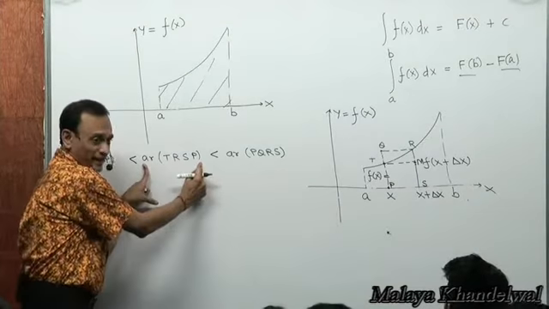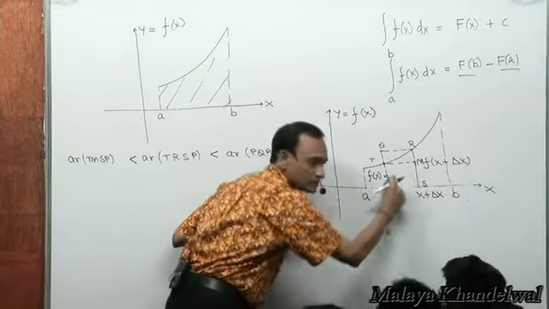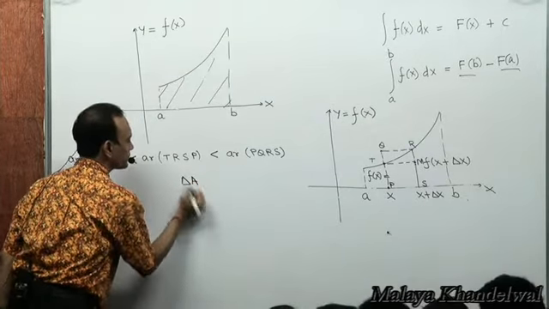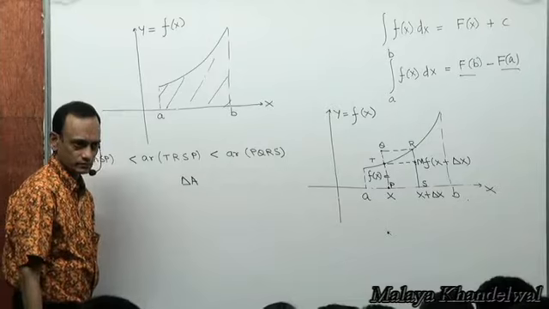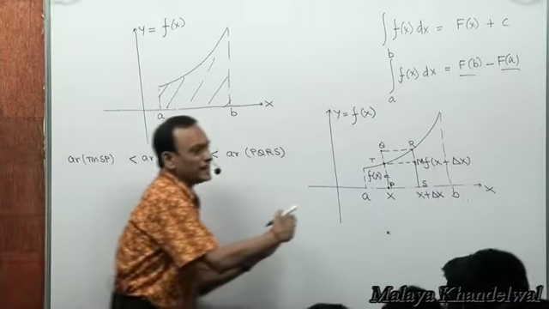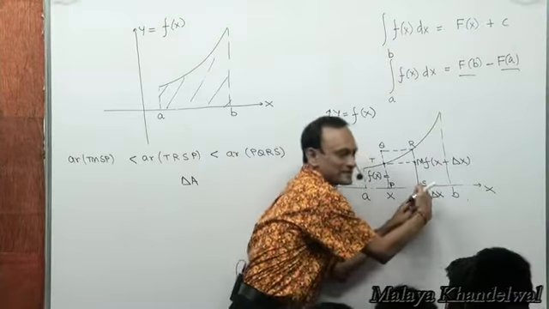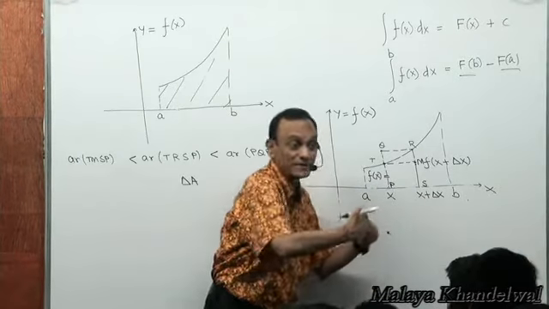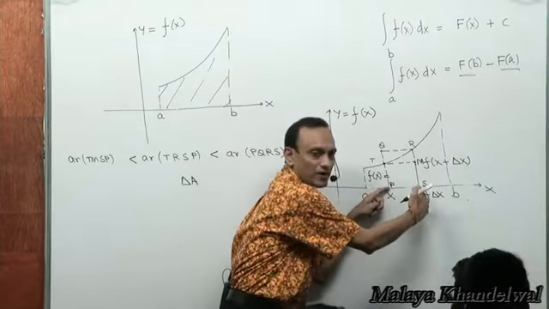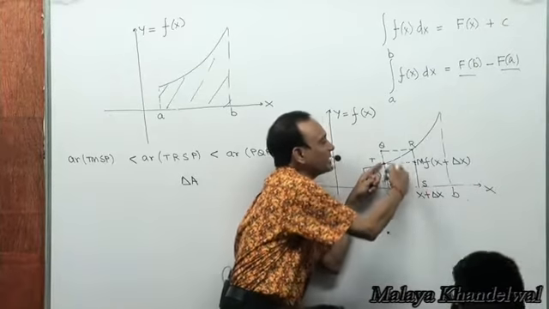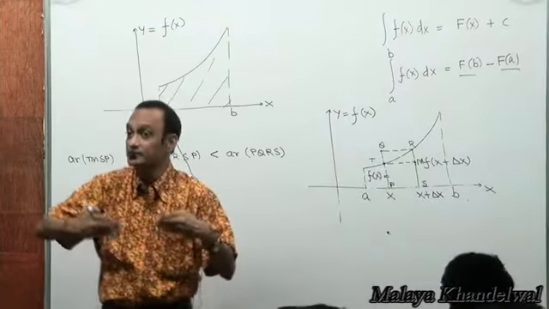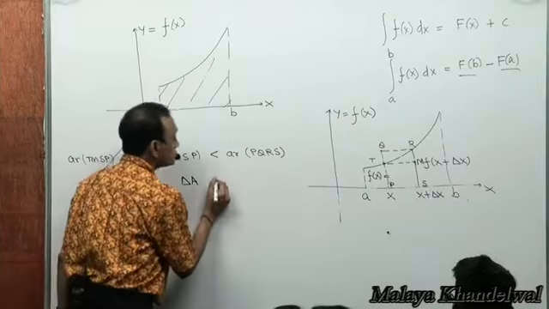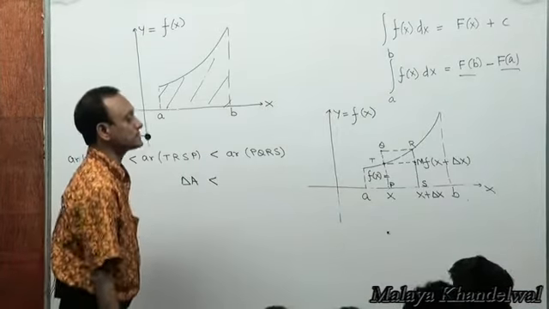Let me call this required area delta A. Delta A is an additional area under the curve from x to x plus delta x. That means the change in area. When x changes by an amount delta x, area changes by an amount delta A, which is the area under the curve. Yes or no? It is less than the area of PQRS.